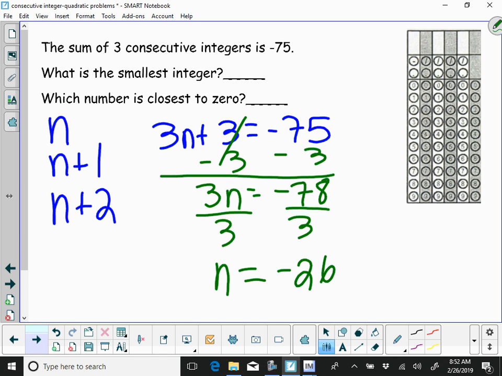Right. Okay. So now remember, when we do these, y'all, the one you find is always the smallest. So right here, negative 26 should go right here. Okay. Then it says which number is closest to 0. Well, the next one will be negative 25 and then negative 24, right? So which one is closest to 0? Negative 24.